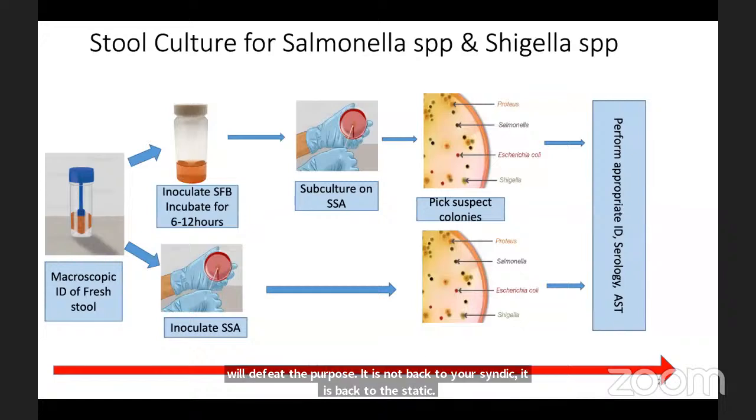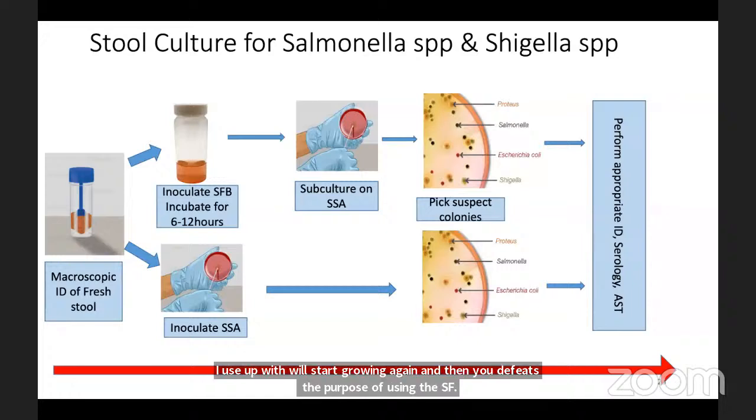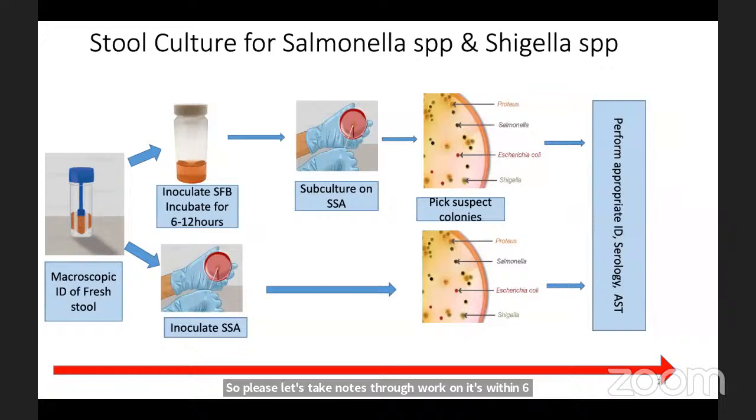So after 6 to 12 hours, if the inhibitory elements stop working, the bacteria that you suppressed will start growing again, and then you defeat the purpose of using the SF. So please, let's take note to work on it within 6 to 12 hours of incubation. When you come the following day, you read your primary plates, and then you subculture your SF onto another plate. For Salmonella and Shigella, we are looking for non-lactose fermenters that are indicative of these two organisms.